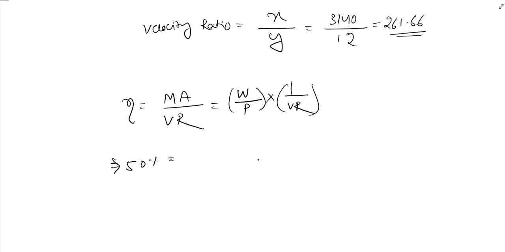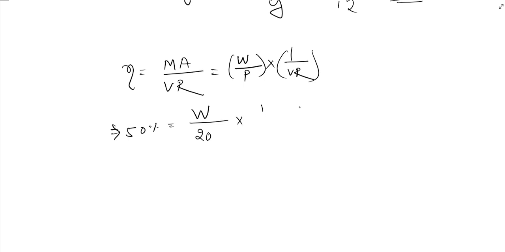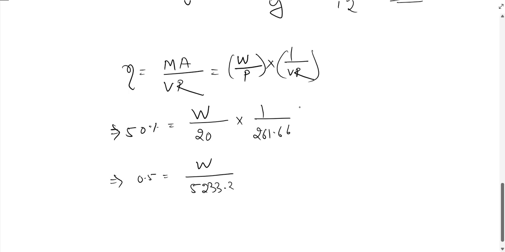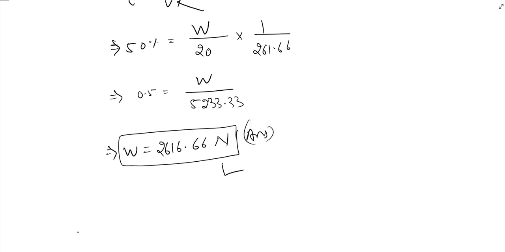50% is equal to, we don't know the value of W, but we know the value of effort. Effort का value कितना given है? 20 Newton. So effort is 20 Newton into 1 by velocity ratio, 261.66 is our velocity ratio. So 50% means 0.5 equal to W by 5233.33, or W equal to 2616.66 Newton. So this is our answer. This is the value of load to be lifted by this lifting machine or this screw jack.